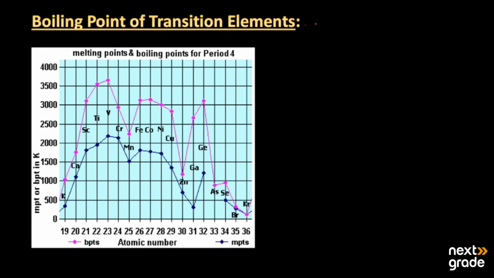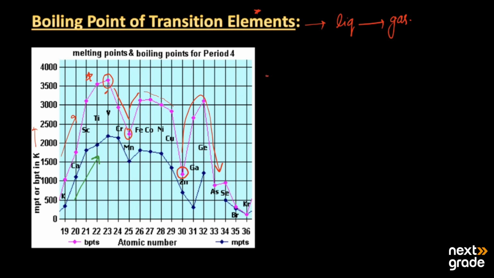The boiling point is the temperature at which the liquid changes into the gas phase. The transition elements also have variations in their boiling points. Here, the melting and boiling points are both in Kelvin along the y-axis, and along the x-axis we have the atomic number. This is the boiling point in purple. There is a gradual increase, but when we reach vanadium, there is a decrease in the boiling point, and after manganese there is again an increase, and then a sudden decrease at zinc, and after zinc, gallium, and germanium, there is also an increase and decrease in their boiling points.